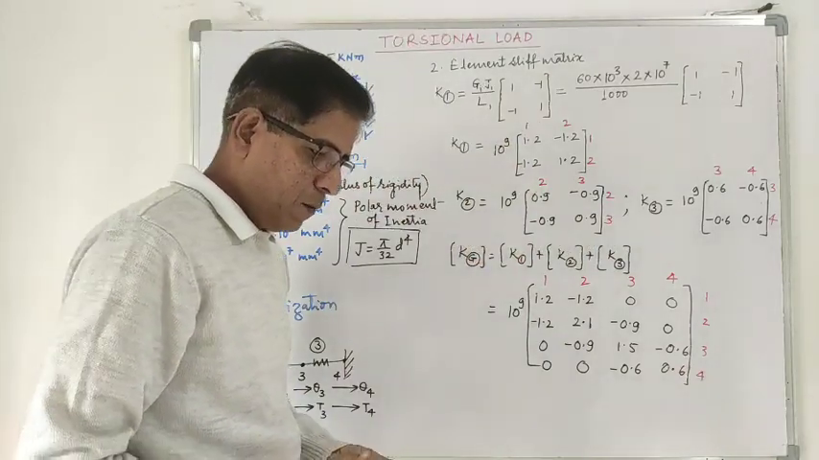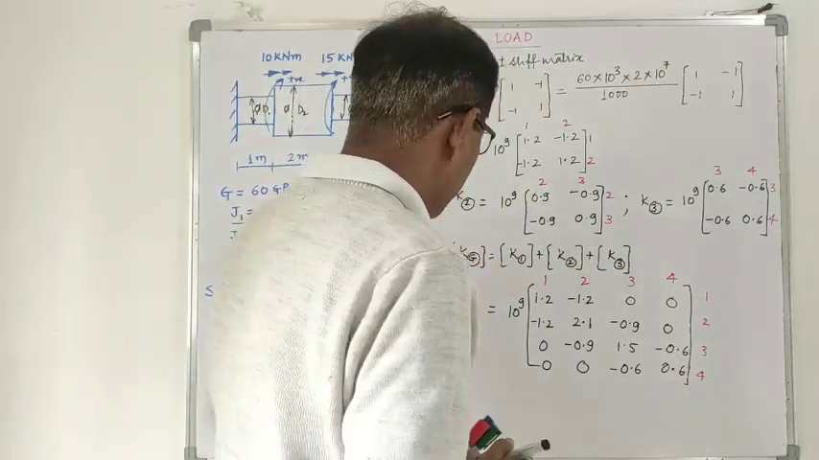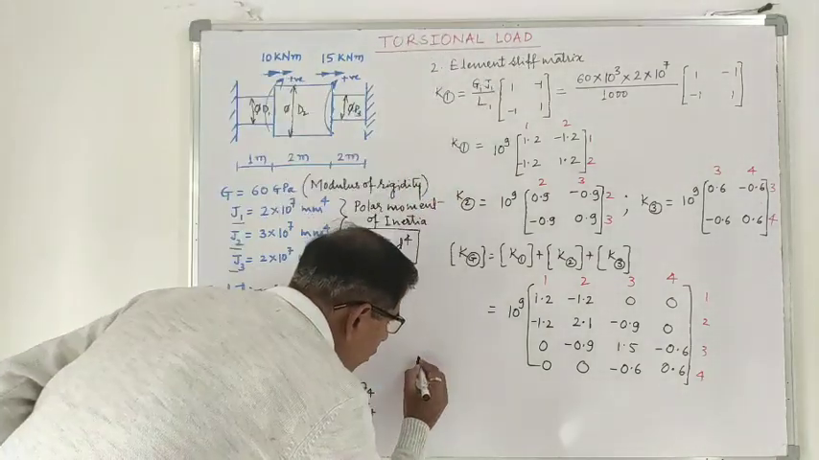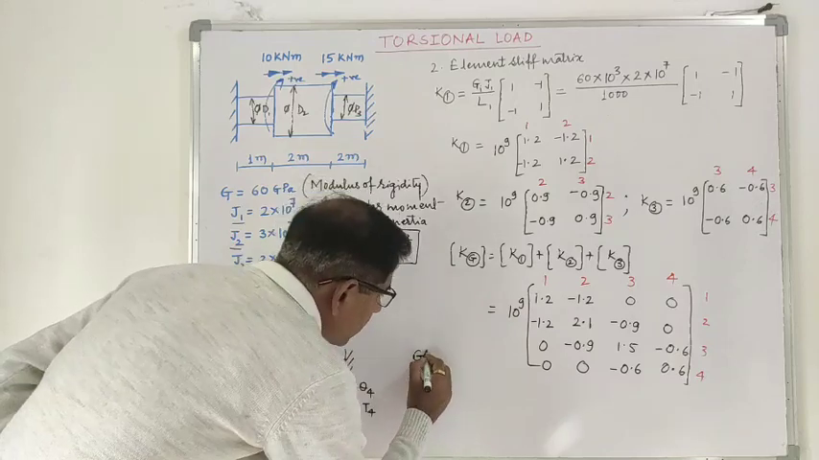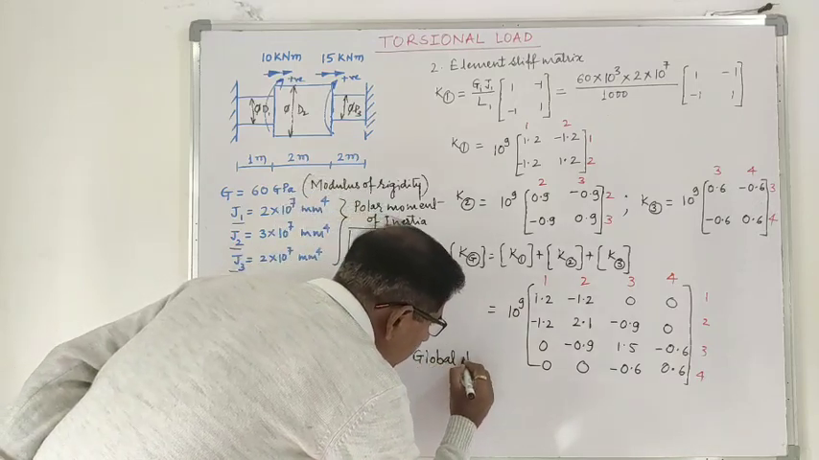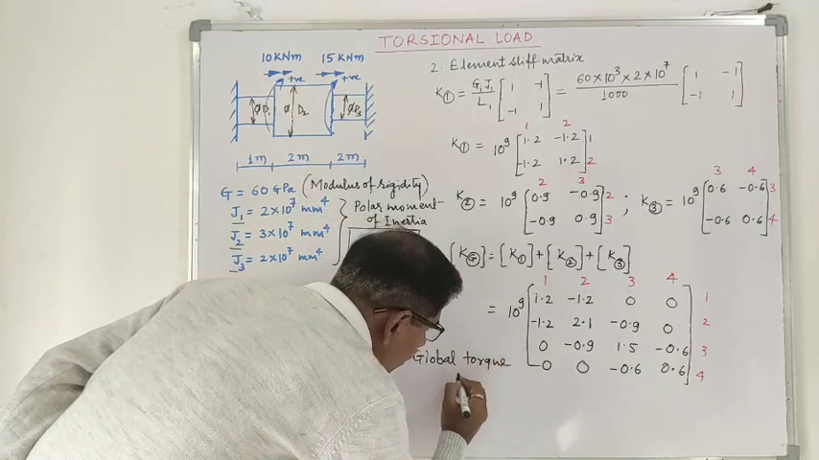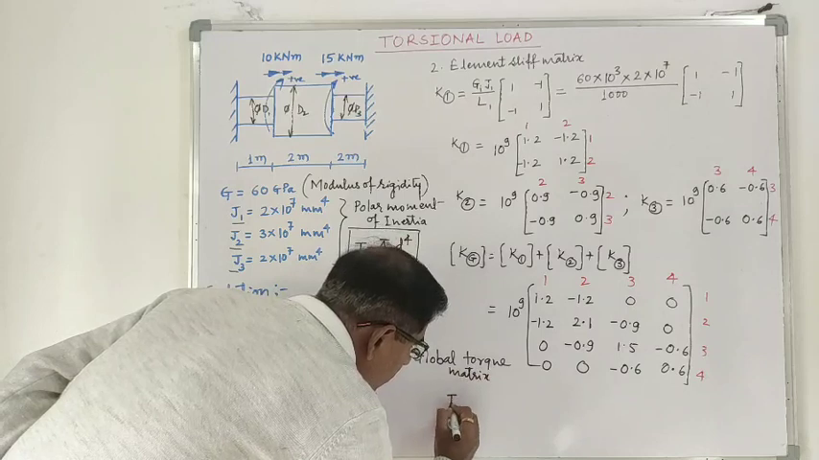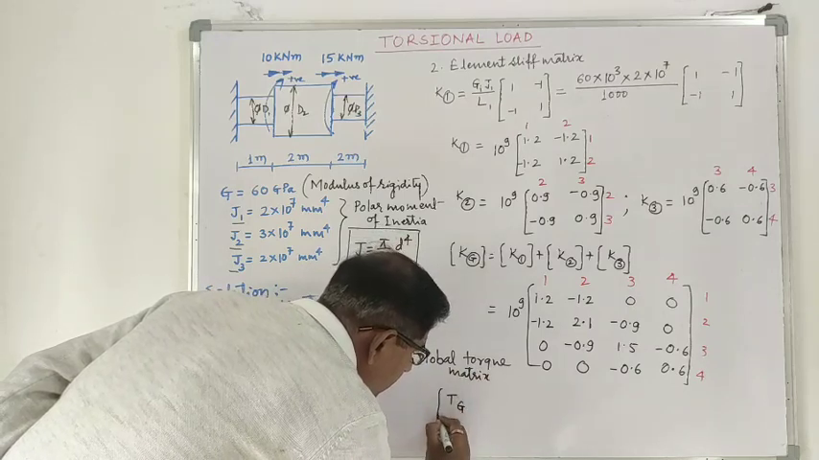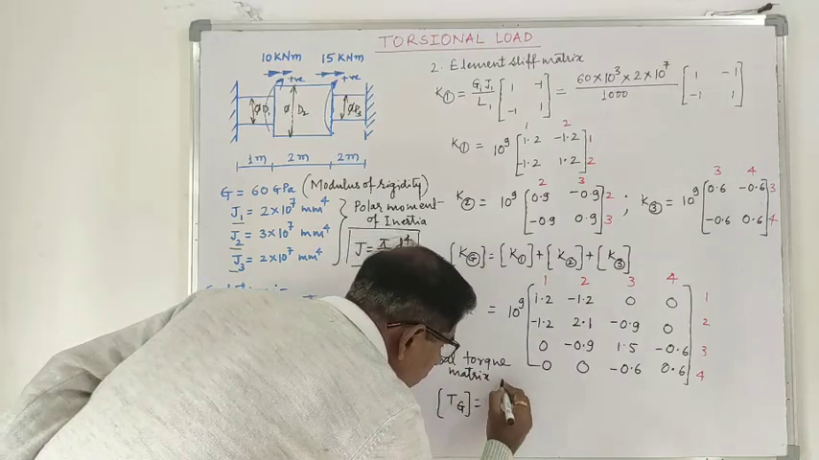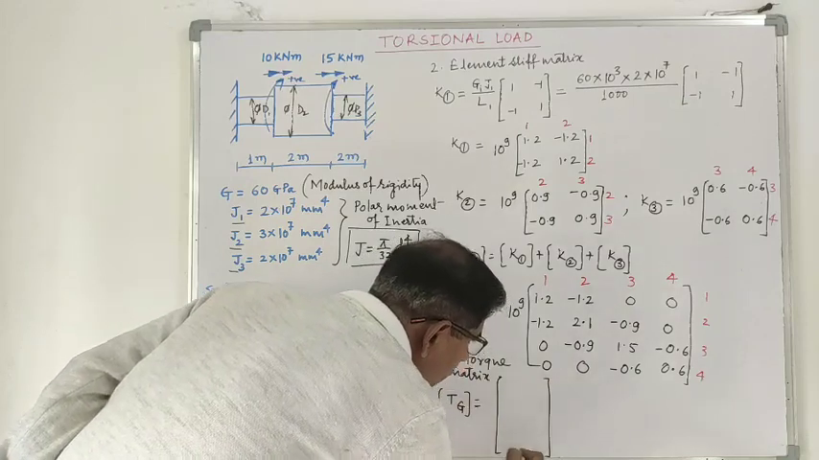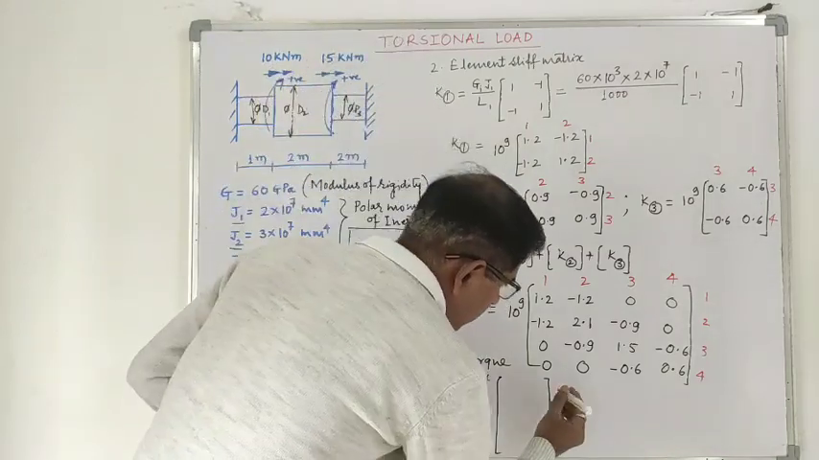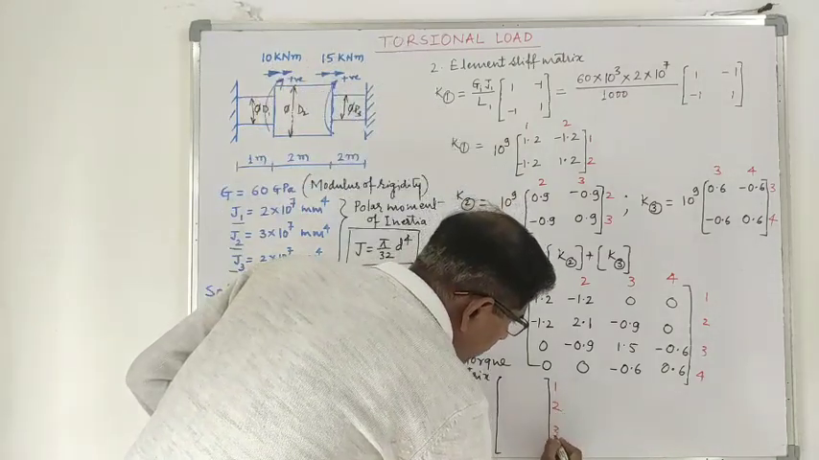Then we find out the global torque matrix, TG. This is for node numbers 1, 2, 3, 4.